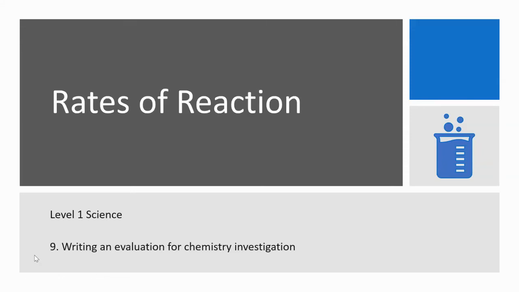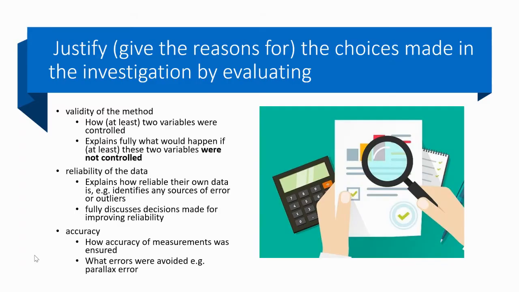Goodson here, and this video is for Level 1 Science, and it's about writing an evaluation for a chemistry investigation. And our chemistry investigation is about rates of reaction. So the evaluation is all about justifying or giving reasons for the choices made in the investigation by evaluating the validity of the method, the reliability of the data, and the accuracy of the measurements.